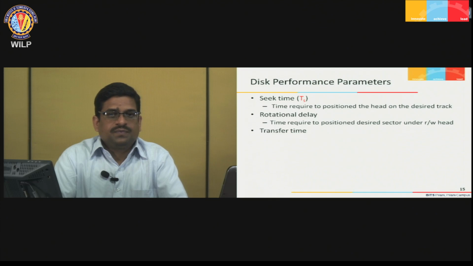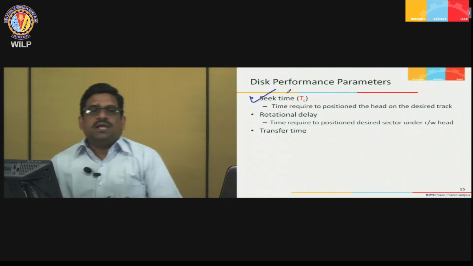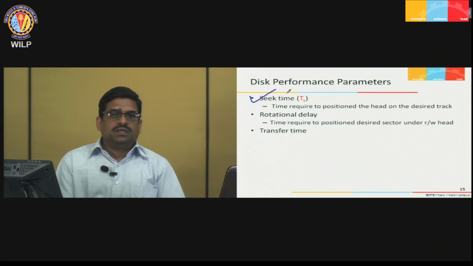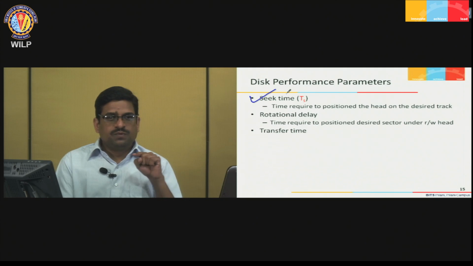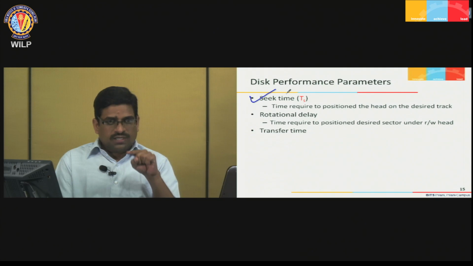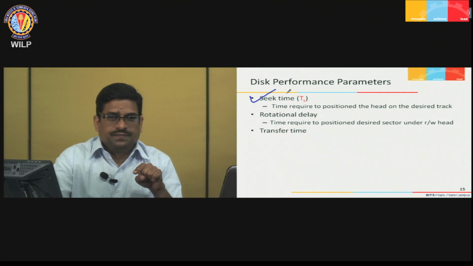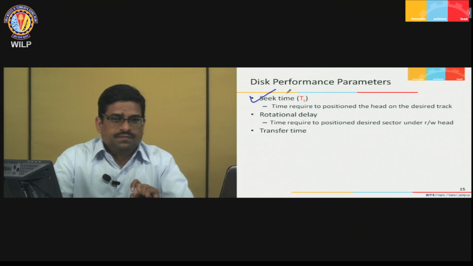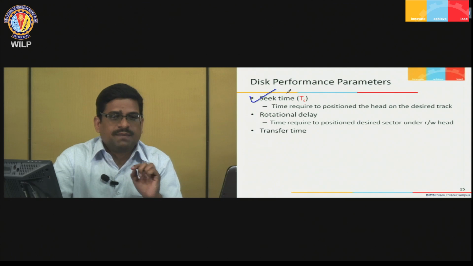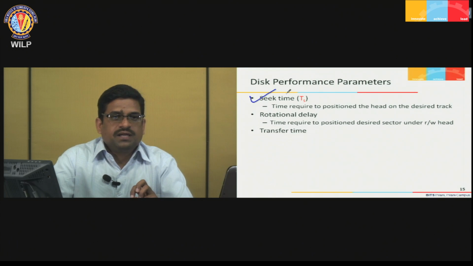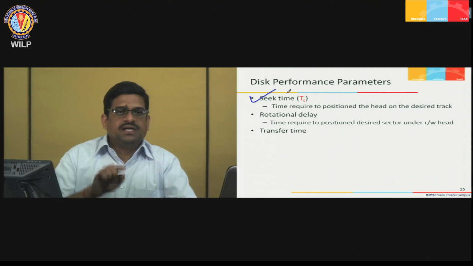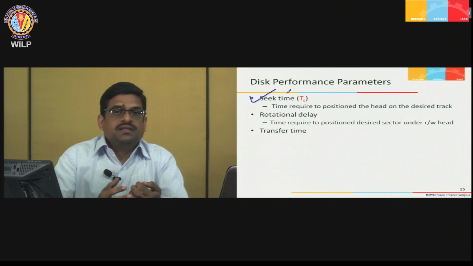One is the seek time. Seek time is the time required to position the head on the desired track. So, when the request comes, your head is moving on the recorded surface to reach the desired track. That is called the seek time. Usually it is in milliseconds, because it's a mechanical system, so the time will be large compared to the other time factors. The next time factor is the rotational delay. Once the head is on the desired track, then the disk has to rotate.